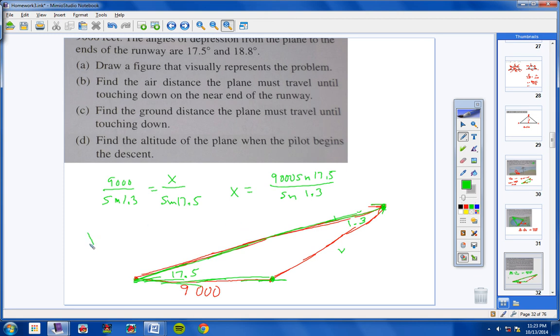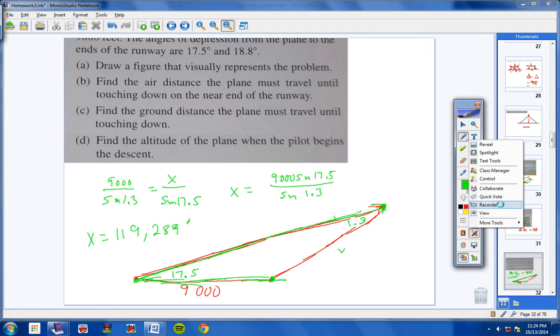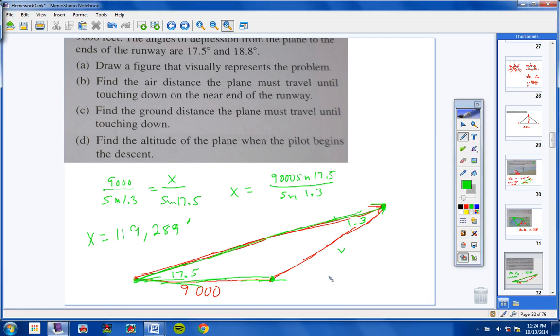You will get x equals 119,289 feet, which is fine. The back of the book had their answer in miles, so if you want to leave your answer in feet, that's fine. You're more than welcome to leave your answer in feet. Or you could also convert to miles by taking 119,289, dividing it by how many feet are in a mile, 5,280, and you will get 22.6 miles. Either way is fine. Doesn't matter, okay?